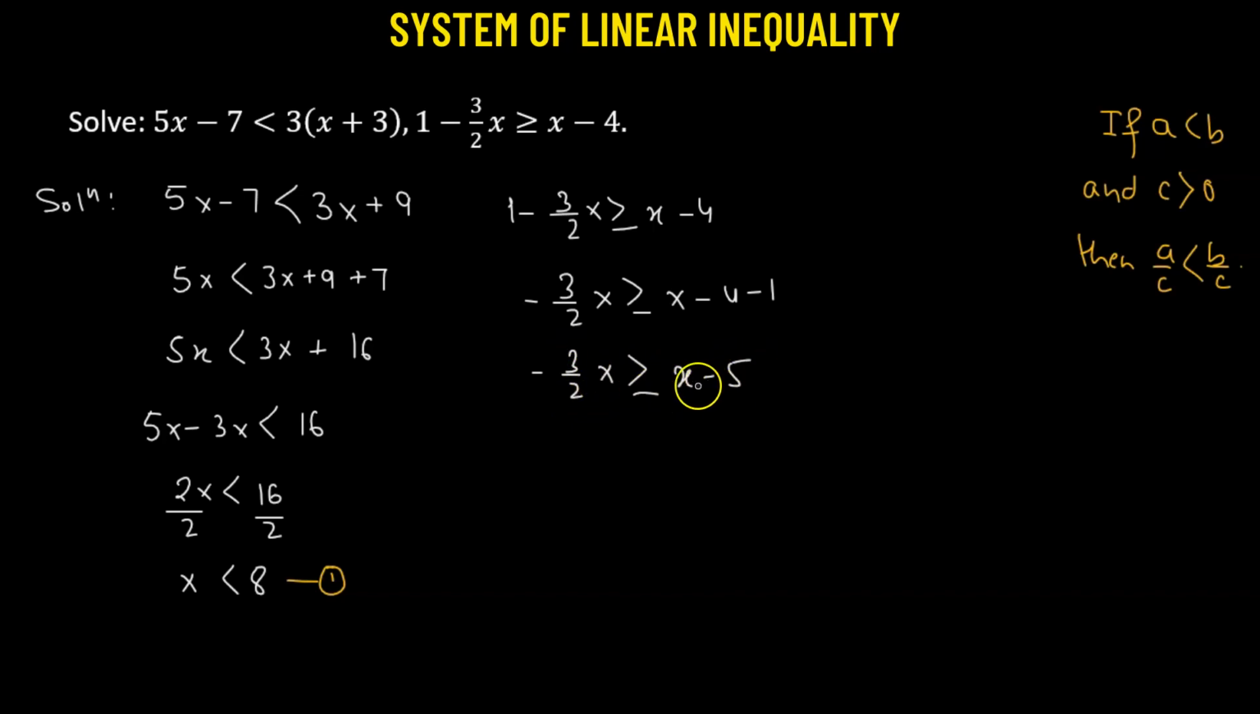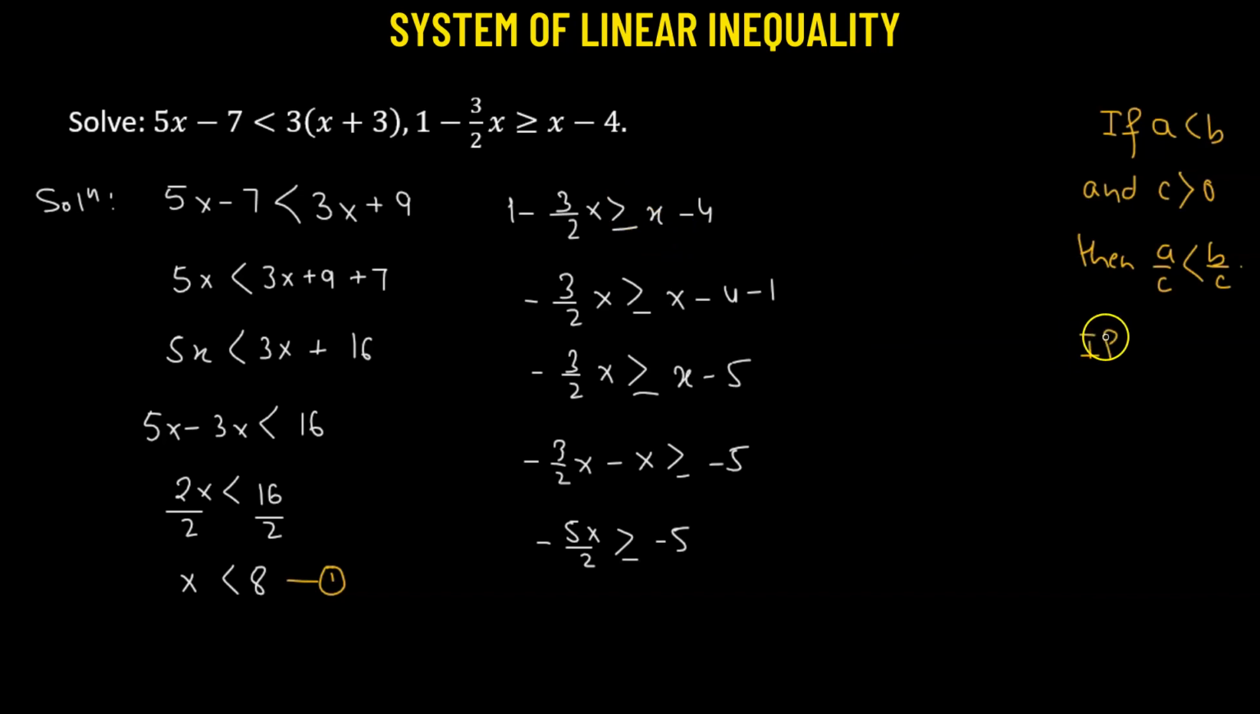Now we'll transpose x from the right hand side to the left hand side. So that gives us negative 3 over 2 x minus x greater than or equal to negative 5. So we'll combine the two terms. This gives us negative 5x over 2 greater than or equal to negative 5. Now we want to make the coefficient of x equal to 1. For that we will have to multiply both sides by negative 2 over 5. But here we have to be careful because we are multiplying by a negative number.